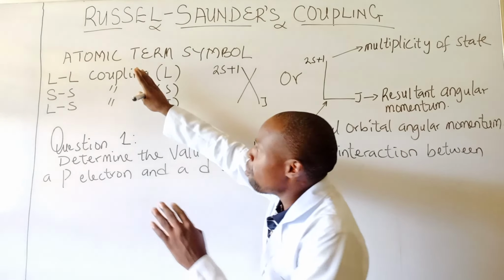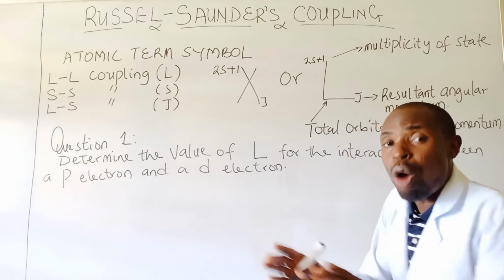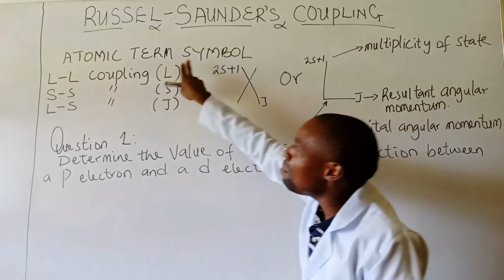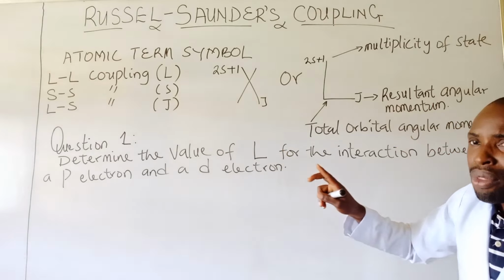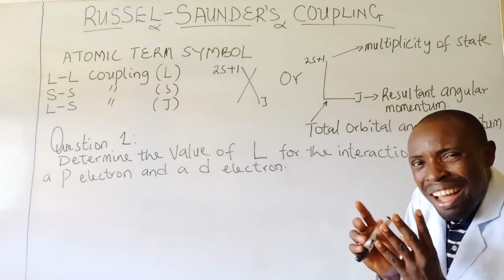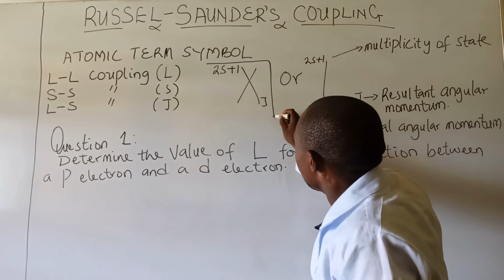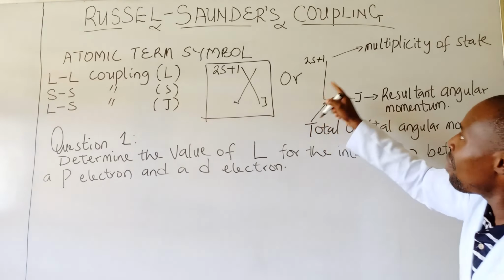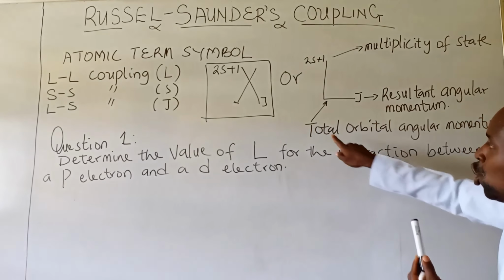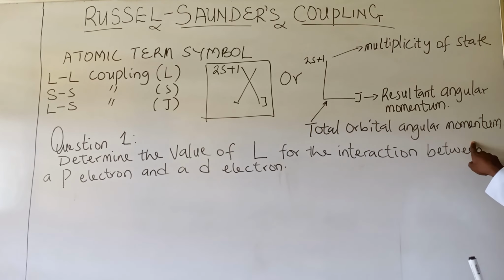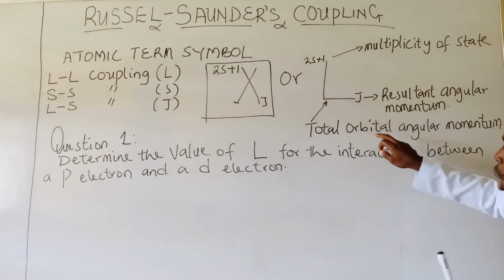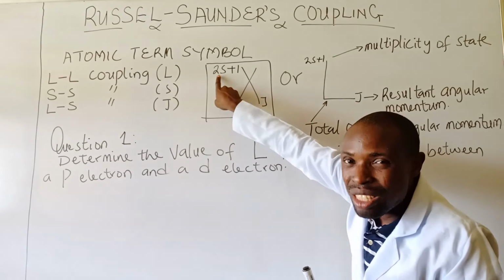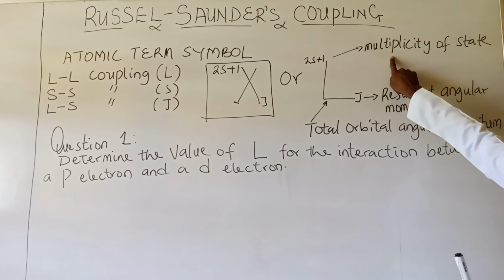Before we move ahead to some common questions that can be found in exams, we should understand what we call the atomic term symbol. The atomic term symbol gives the general formula you are seeing here, in which this X can also signify the L, which means the total orbital angular momentum. Take note, the total orbital angular momentum, while this superscript here, which is 2S plus 1, denotes the multiplicity of states.